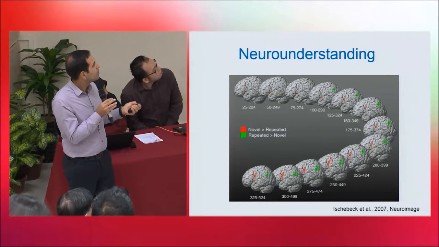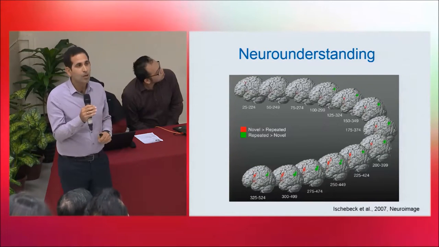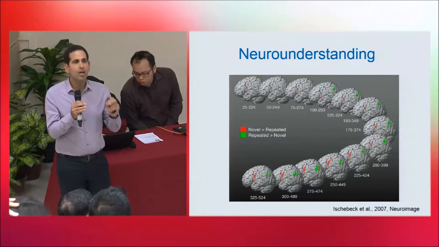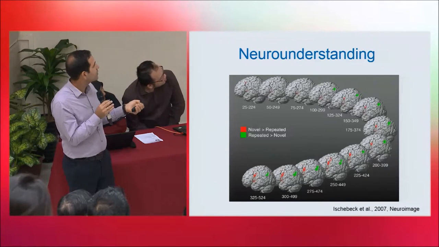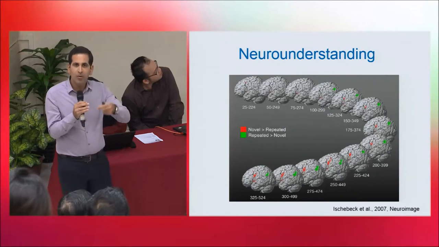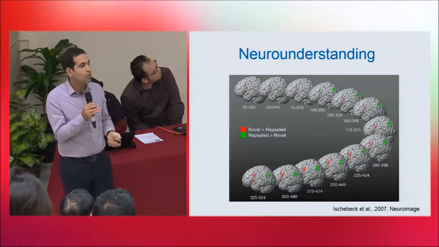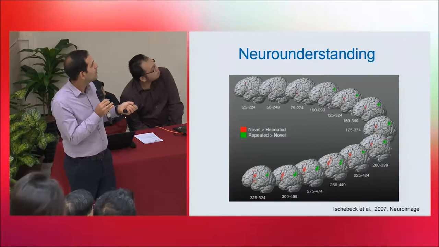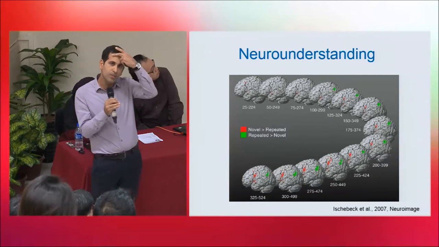This is another example. This is what happens in the brain of young adults when they are shown arithmetic facts. At the beginning, they need to calculate those facts, novel versus repeated. But with time, when they are repeated, other brain regions start to activate for the same problem. When they are not practiced, you can see the red spots in the frontal part of the brain that are involved.